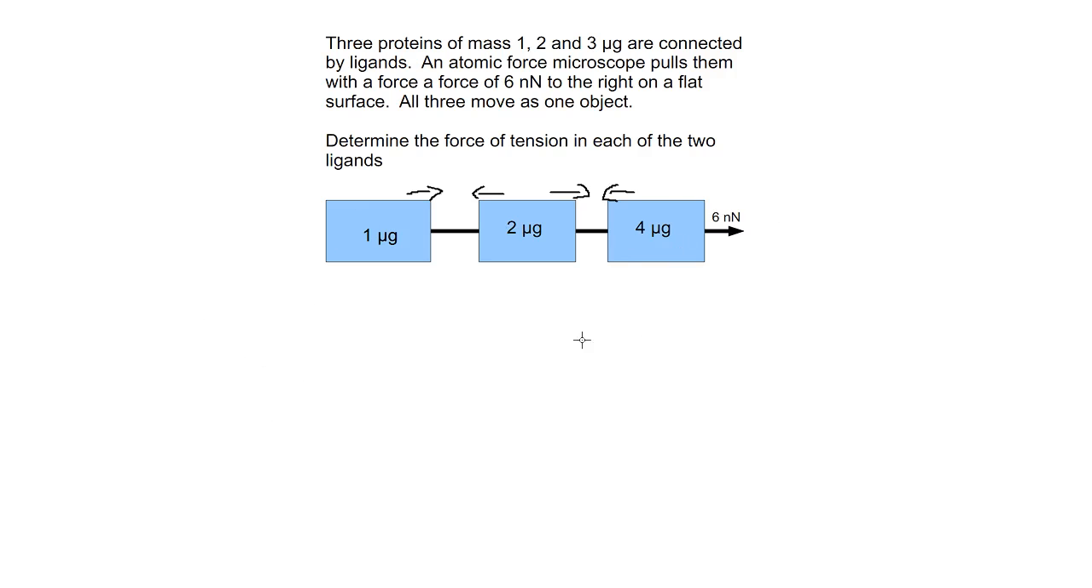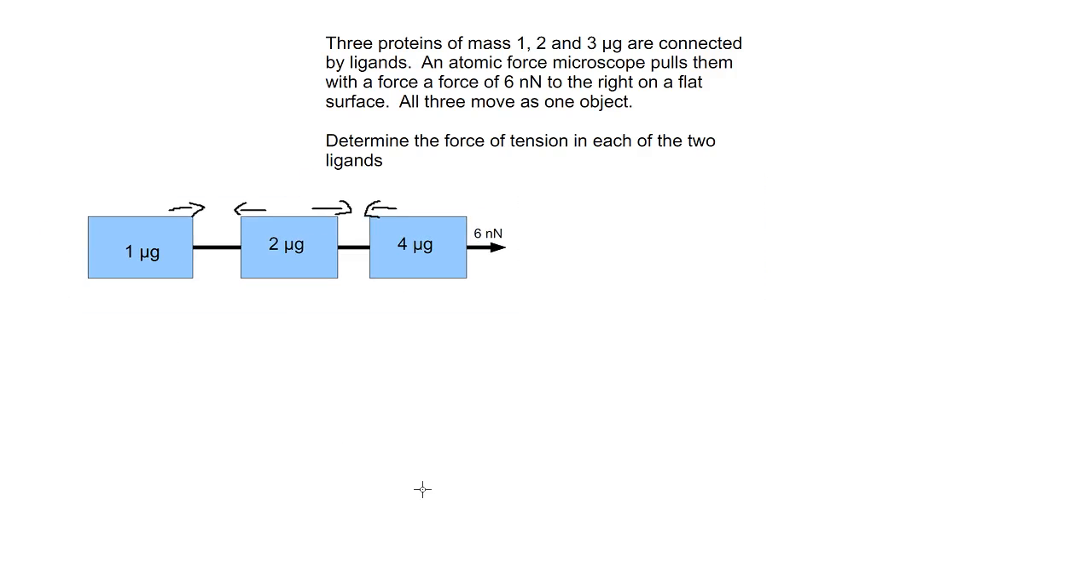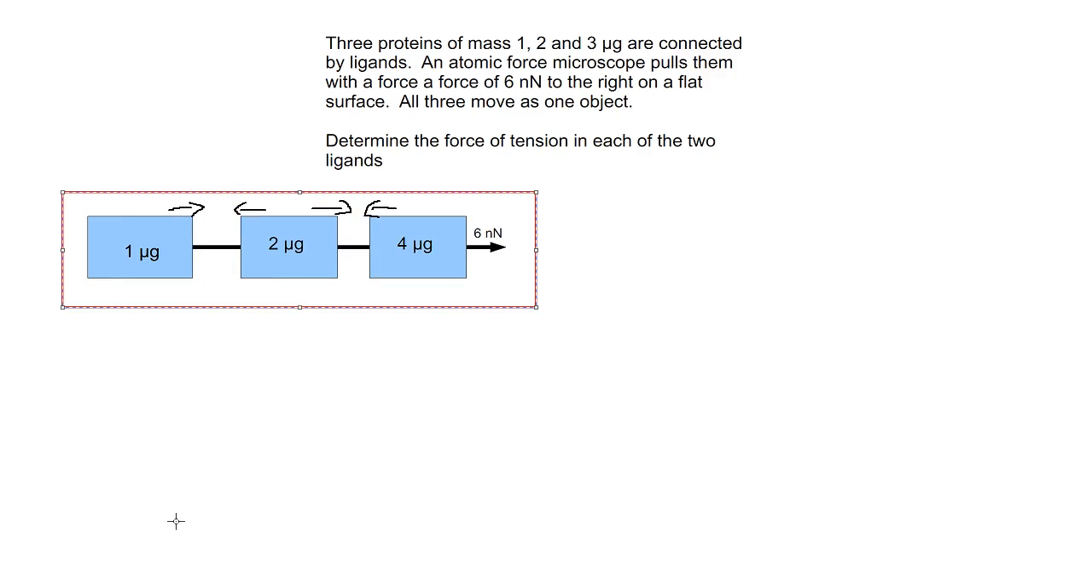So no matter how we choose to look at this set of 3 proteins, we should get the exact same acceleration. So if we want to do this fast, which should always be your goal, what we're going to do is change how we look at this. I'm going to start off by looking at it as a single object.